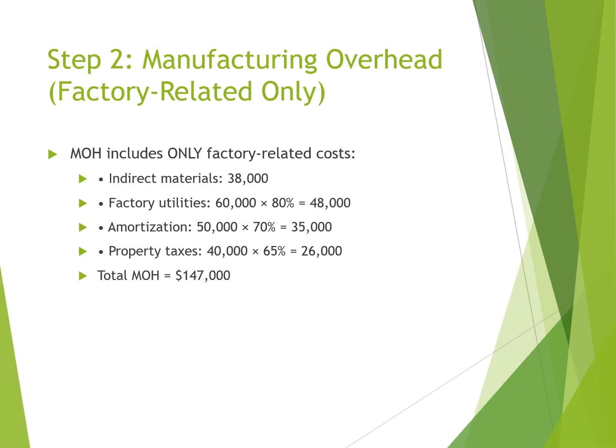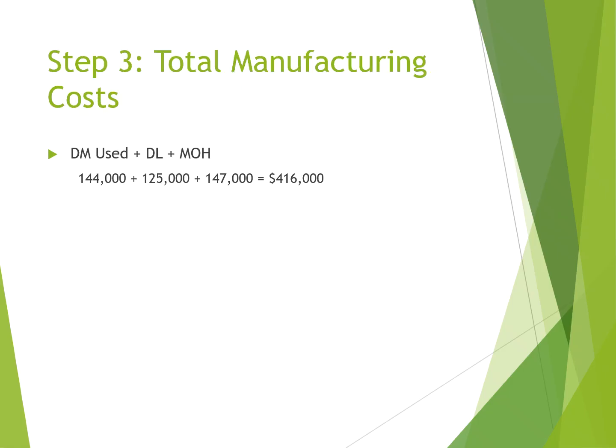That was the second mistake students usually make. Now we just add direct materials used, direct labor, and manufacturing overhead, which is $416,000.